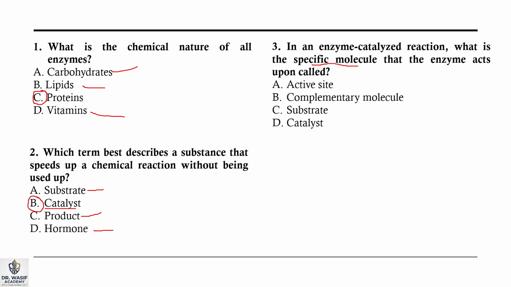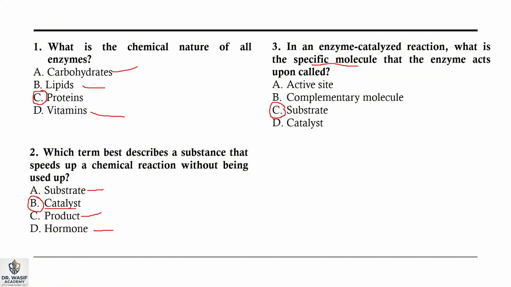Here the correct answer is substrate, that is C. Let's quickly review the vocabulary to make sure there is no confusion. The substrate is the actual chemical or molecule that enters the reaction to be changed. For example, starch is a substrate for the enzyme amylase. If you remember lecture 5.2, there I explained how amylase reacts with starch.